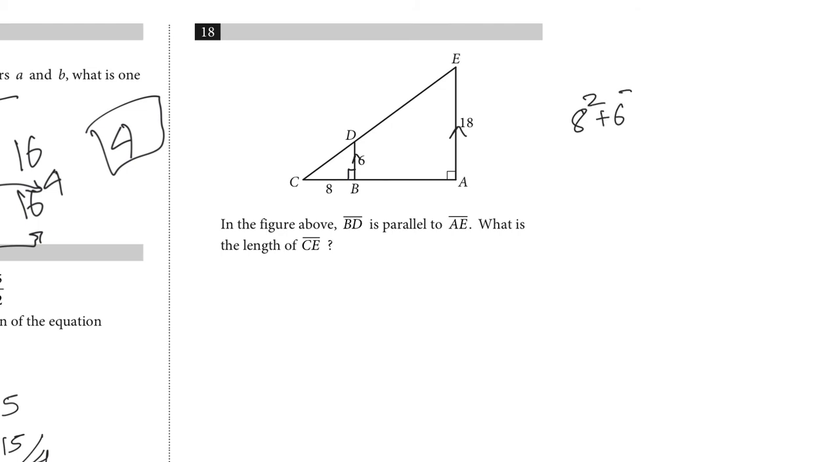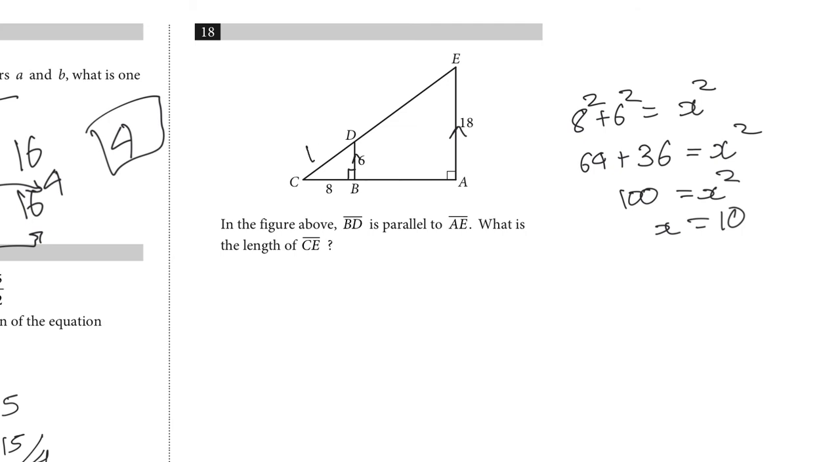So 8 squared plus 6 squared is equal to the hypotenuse, which is x squared. So 64 plus 36 is equal to x squared. That gives us 100 is equal to x squared. X is equal to 10. So if this is 10, this is 6 and 18, so that's about 3 times, right? 6 into 3. So that should be 30, 10 into 3. So the answer should be 30.